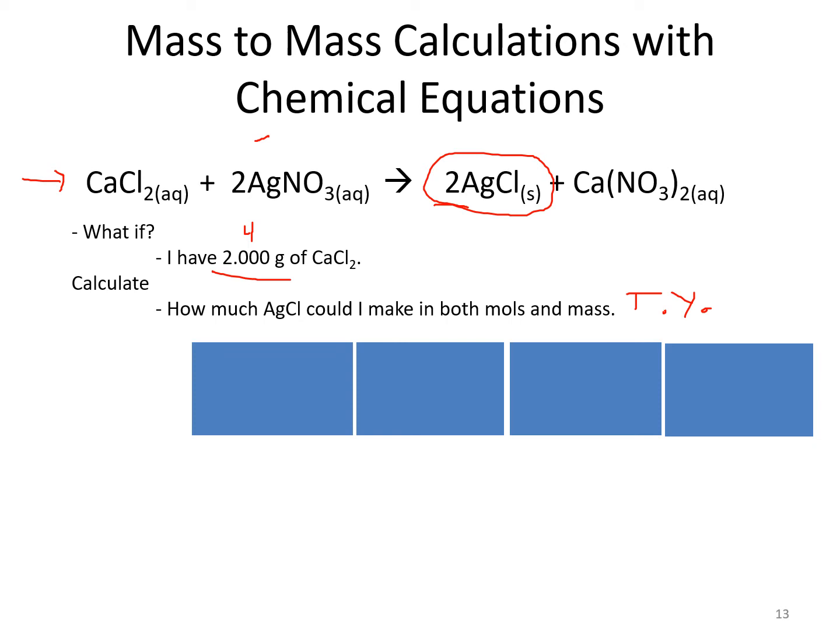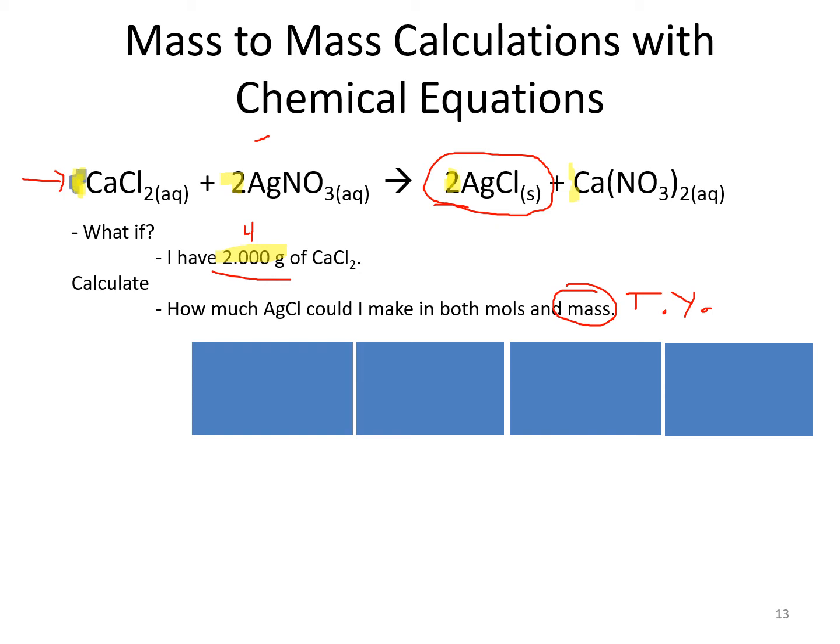So you have 2.00 grams of calcium chloride. You want to know how many grams of silver chloride you can get. Remember, in the beginning of this presentation, I said these coefficients out front are volume coefficients for gases, and they are molar coefficients for molecules, but they are absolutely not mass coefficients. So we cannot say, oh, there's a 1 in front of calcium chloride and a 2 in front of silver chloride, so 2 grams of calcium chloride will give me 4 grams of silver chloride. We can't say that. That is wrong.